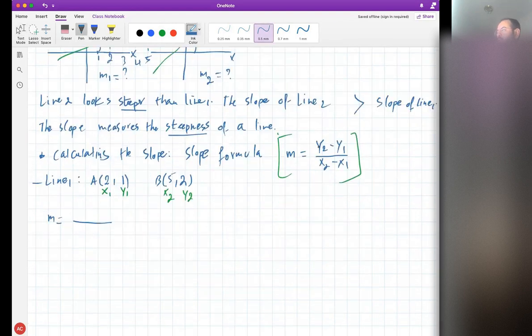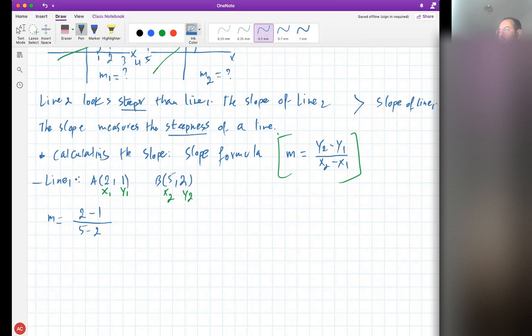Based on this, what is y2 minus y1? Y2 minus y1 is 2 minus 1 on top, and on the bottom is 5 minus 2. So y2 minus y1 over x2 minus x1, which is 5 minus 2.